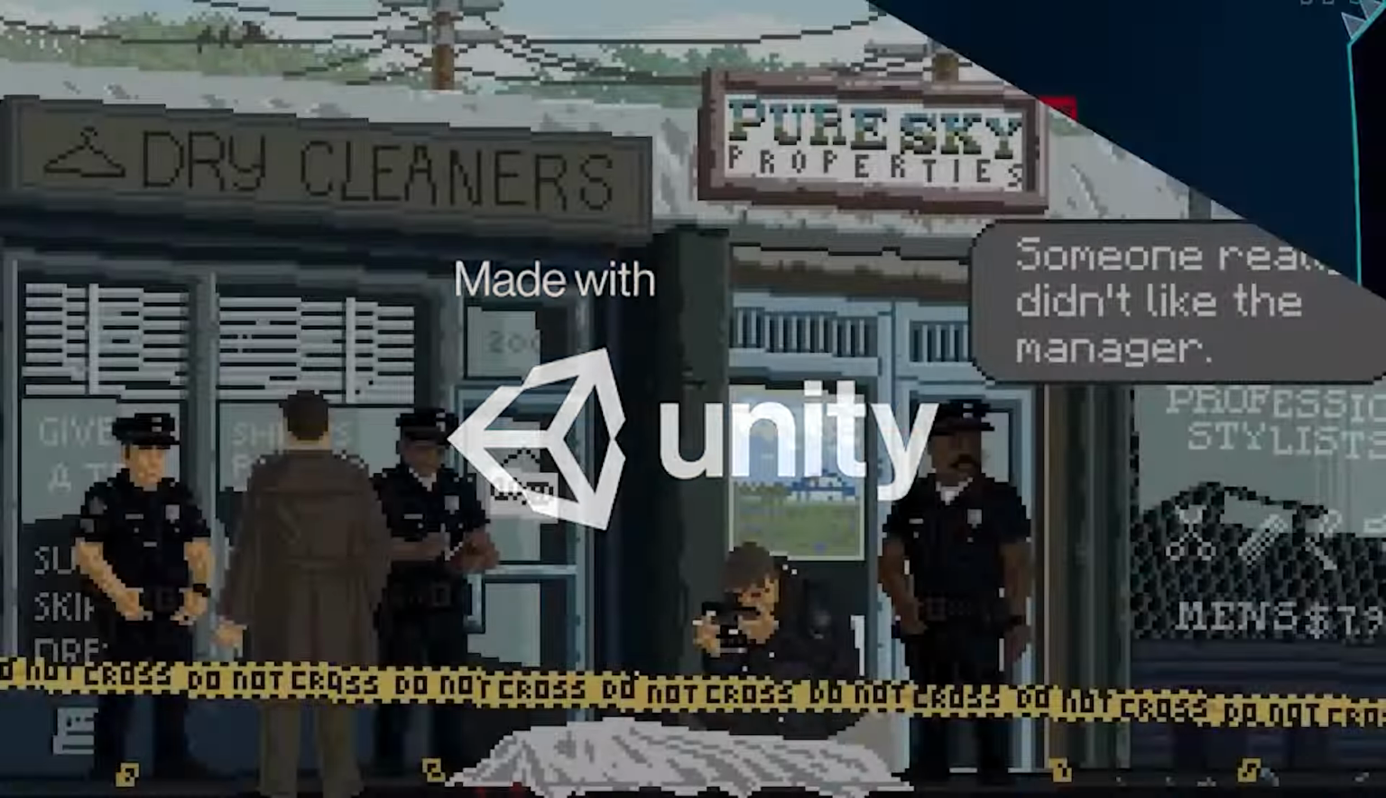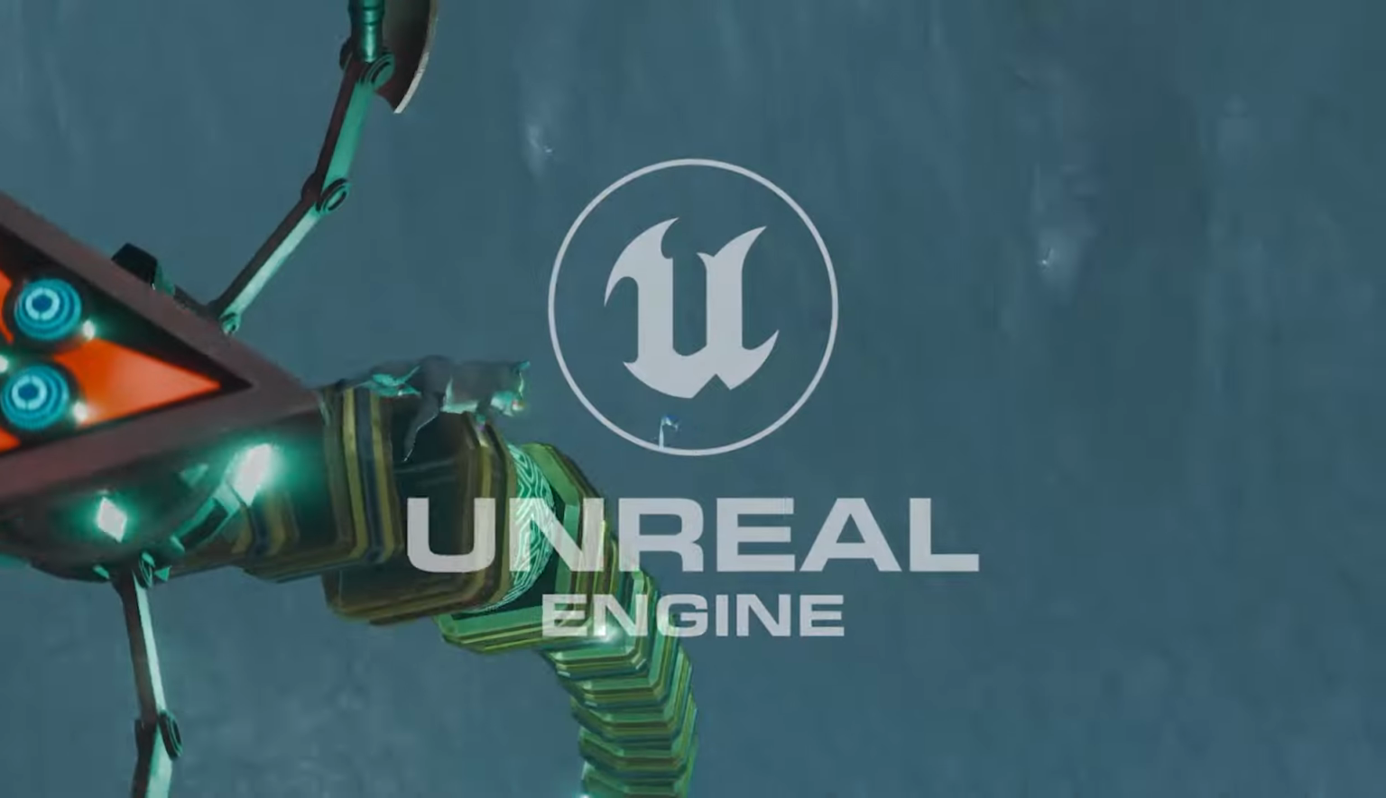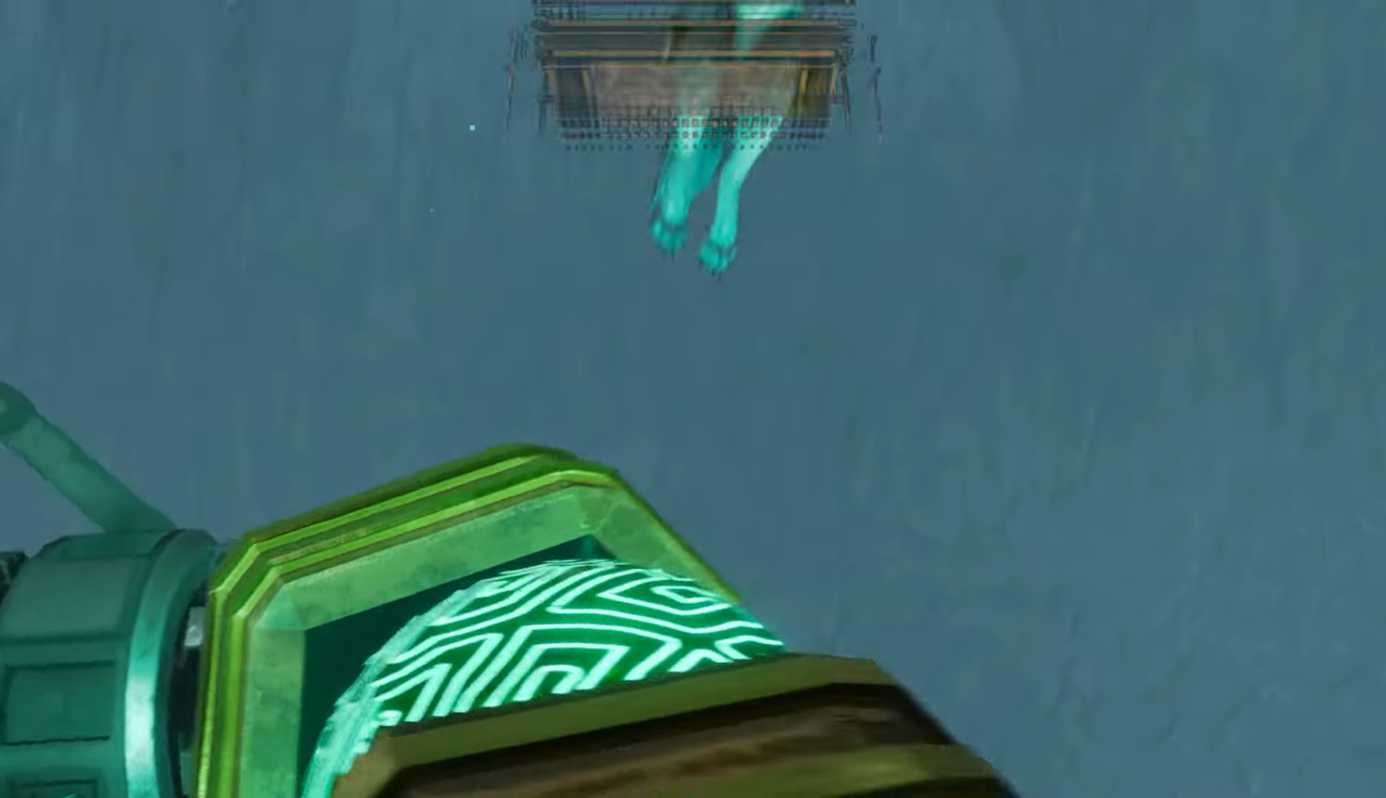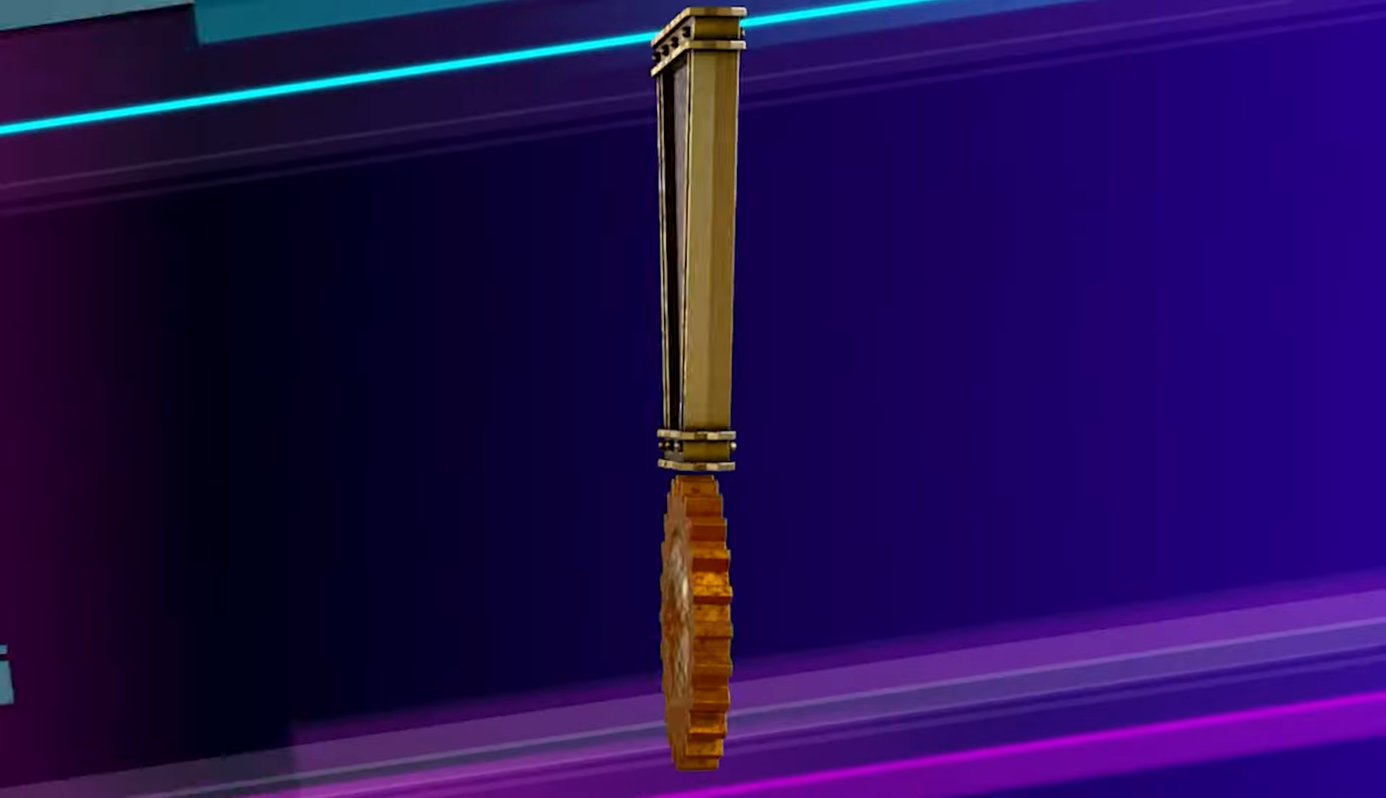It's a tale of two titans with Unity and Unreal battling it out versus the brand new contender, Godot. Let's take a closer look at those three engines and how they stack up against each other at upcoming indie game Seed of Life. Let's talk about that.